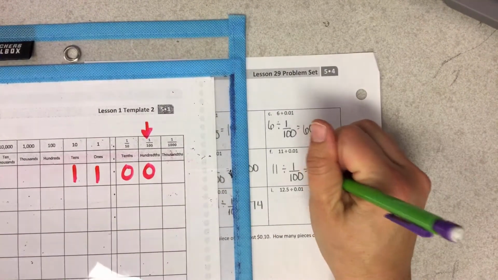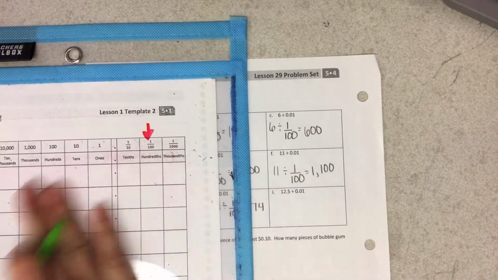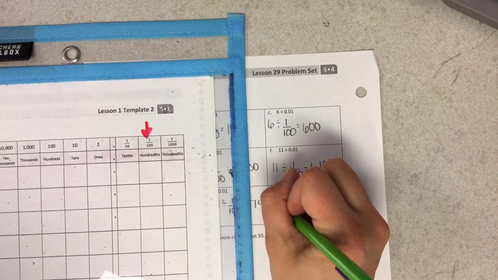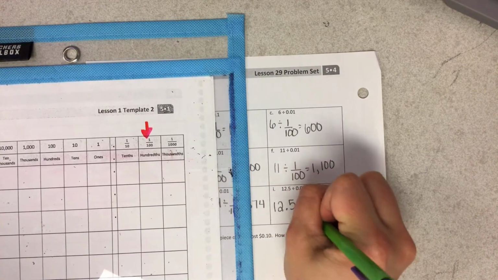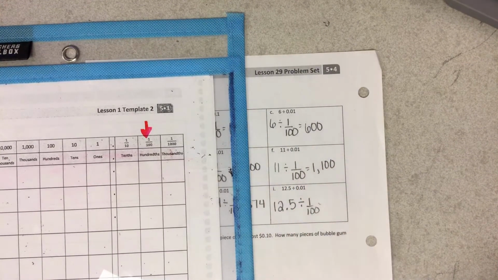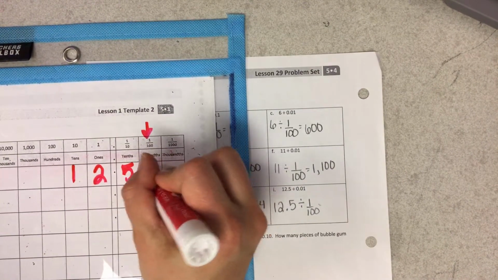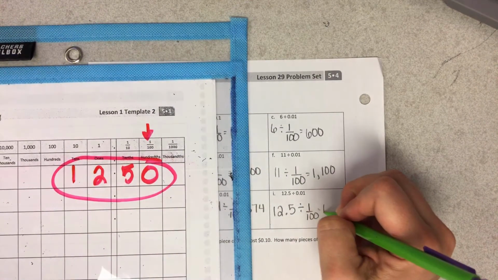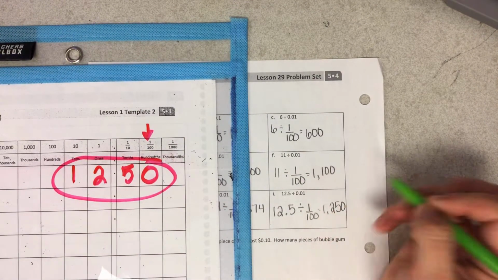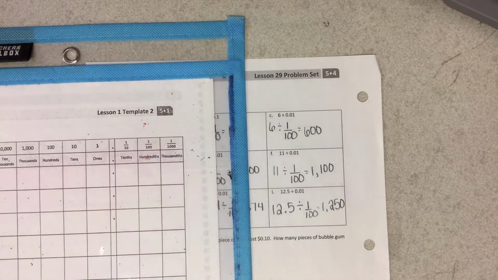Well, you have 1,100. Okay, I'm going to erase this, and I've got 12 and 5/10, and I'm going to divide it by 1/100. And when I do this, I'm going to write it on my place value chart. Here's my 5. I want it to be the hundredths. So how many hundredths do I have altogether? I have 1,250. Okay, so pretty simple. If you use this place value chart, that will really help you.